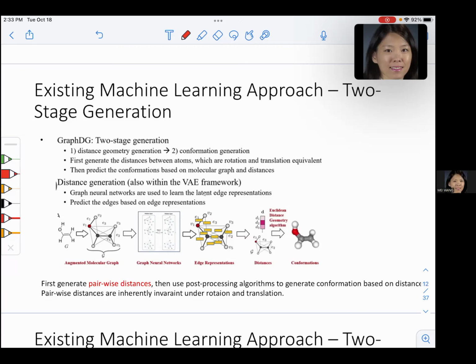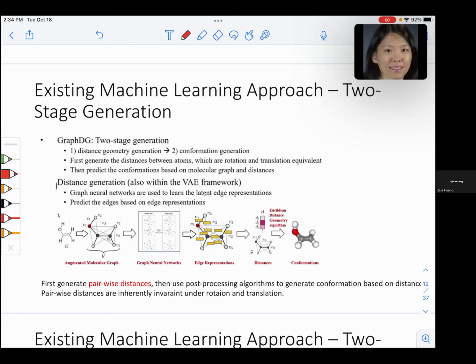I'm still confused here. I'm reading what's on your slides. You said first generate distance between items, which are translation equivalent. Yes. Let's assume that you have a rigid structure, right? You just have one conformation. You don't have two or more conformations for the same chemicals, right? Because otherwise you don't have a fixed distance between some atoms. How do they generate the distance?